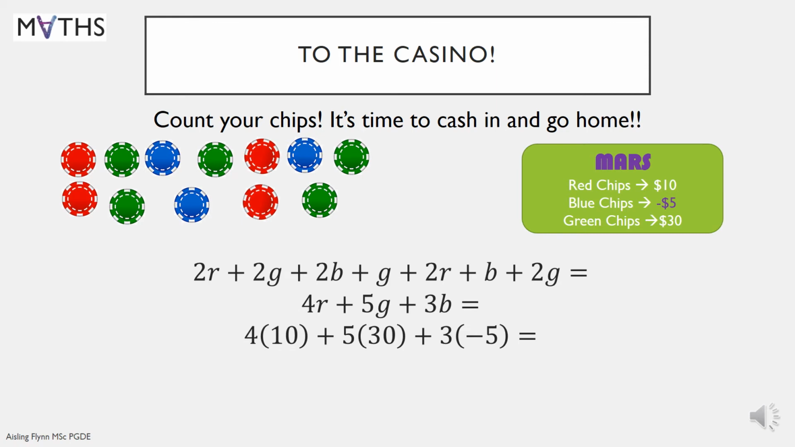Okay, and multiplying 40, 150, and minus 15. So it's just to show you substitution of a negative number. It works just the same way, and this is why brackets are used as well, to keep that minus with its 5. Okay, and evaluating, we get positive 190 minus 15, which gives us $175.